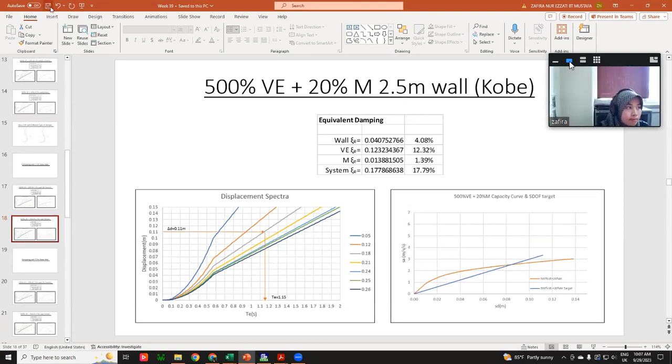Okay, so it means your damper is maybe too strong. So you must find the capacity of the damper so that this blue straight line and the capacity curve match together.